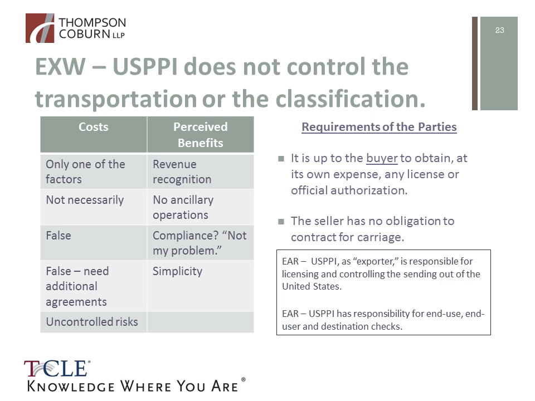One of the things to balance in the Exworks transaction: it's up to the buyer to obtain, at its own expense, any license or official authorization. Those would be the contractual terms that need to be clarified specifically in writing to meet the export regulation obligations under the current rules or the proposed rule. And there are notes at the bottom here of the terms under the EAR, where the USPPI, as the exporter, is responsible for the licensing and the controlling of the sending of items out of the United States, and under EXW, as I've shown before, that is a hard obligation for the seller to meet.